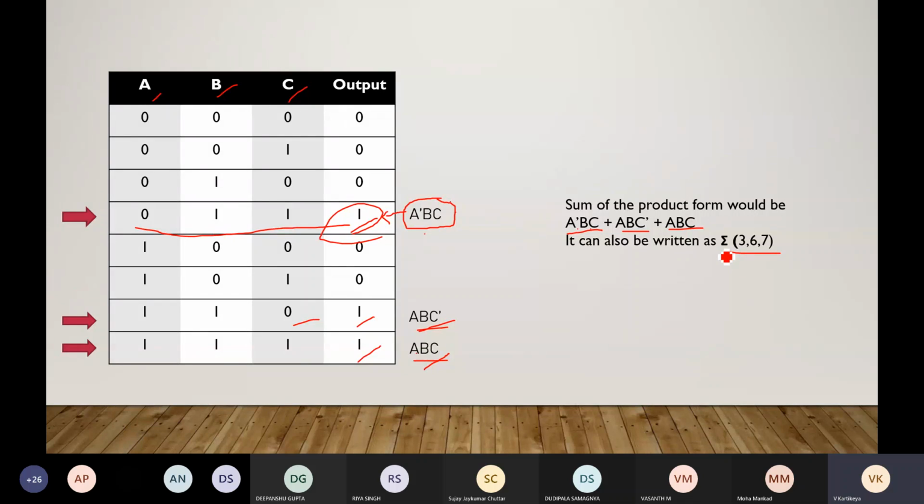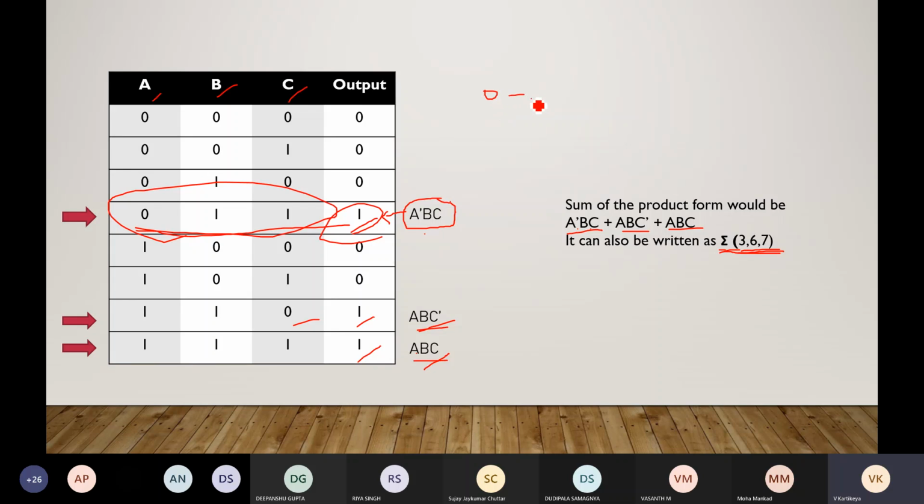Generally, you would have learned in math that sigma is for summation and pi is for multiplication. So sigma basically means addition. Here, why we wrote 3, 6, 7 is that if you take the binary equivalent of this. As people told me they don't know binary, I'll just explain it a bit more easily.